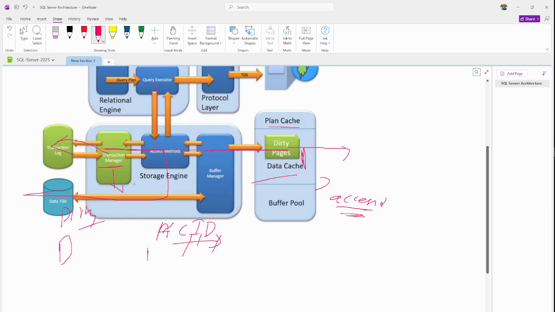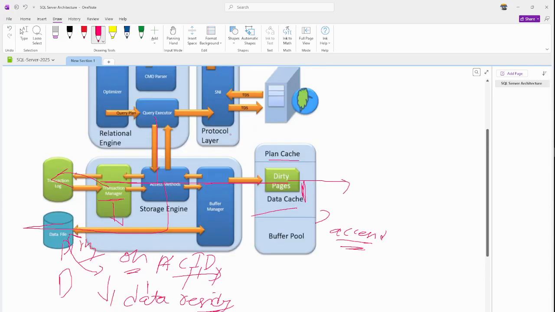So this is at the high level. Then you have the data file here. This is the physical storage that you have on the disk, where the actual data resides. So this is where your data will be residing, the actual data. This is how your query will get generated.